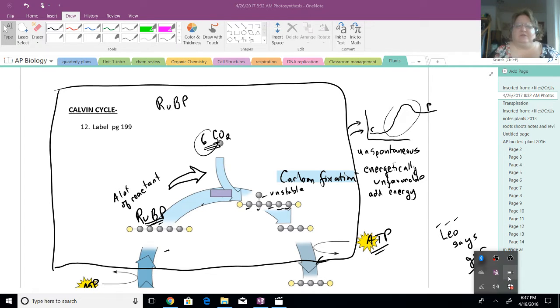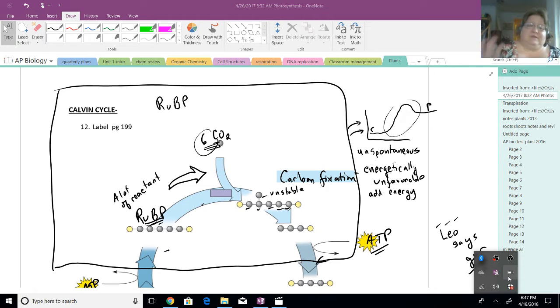This took many years to parse out just because of all of the reactions that take place, all of the enzymes, all of the molecules. And it won recognition for Melvin Calvin for his work throughout this.